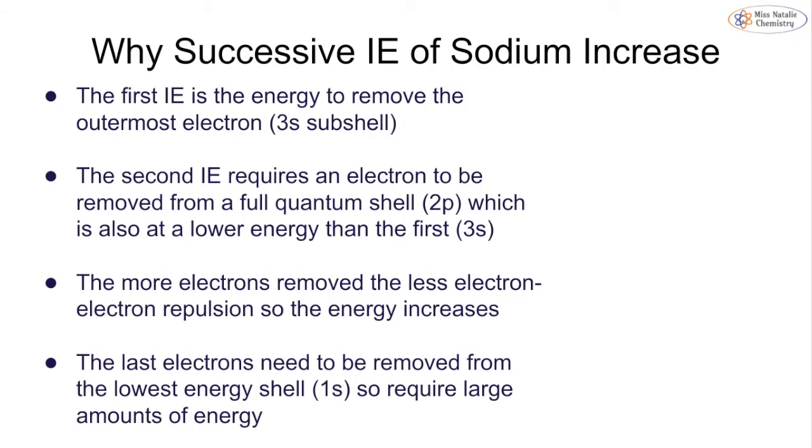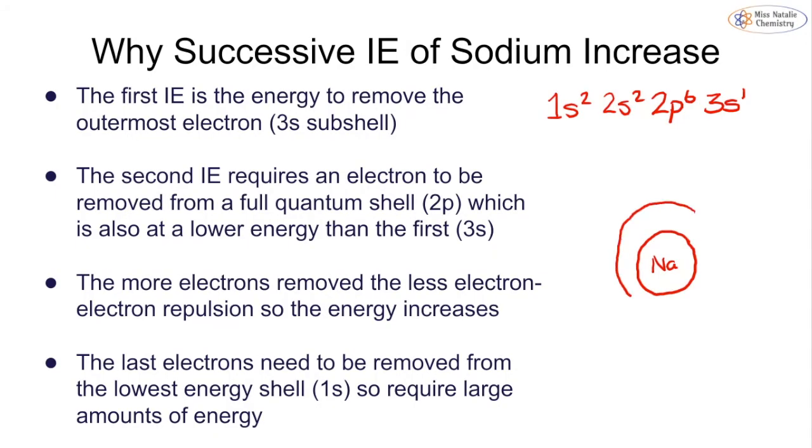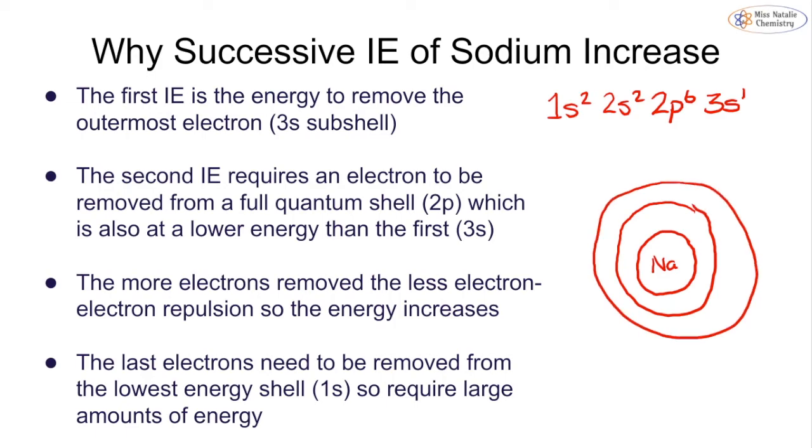So now let's think back to our graph where we had our sodium ionization energies. We saw that we got an increase in the ionization energy as we removed more and more electrons. And we need to be able to explain this. So sodium, remember, is going to be 1s2, 2s2, 2p6, 3s1. So if I draw this out where we have our sodium nucleus, we have our first energy level, our second energy level, and then our third energy level.